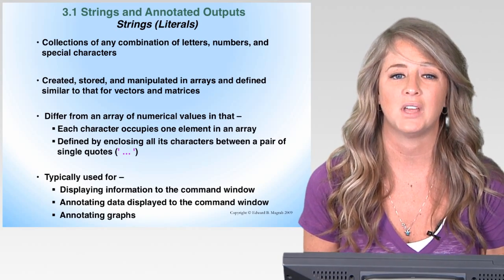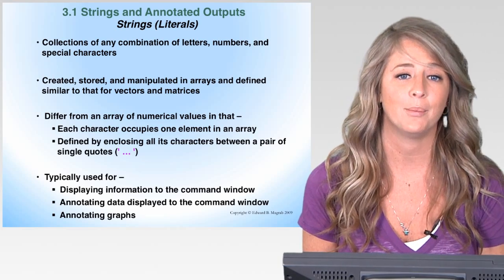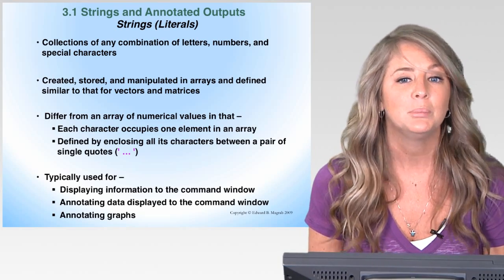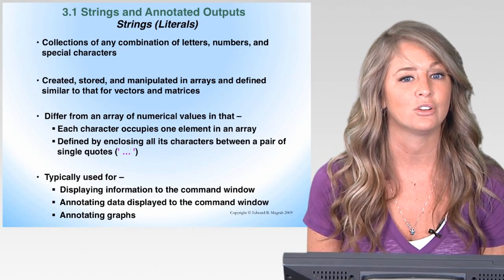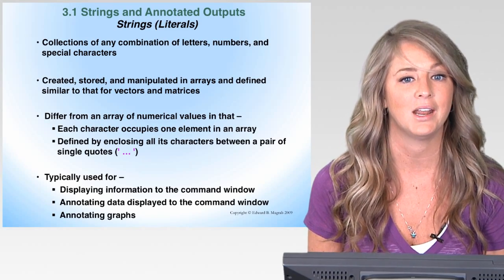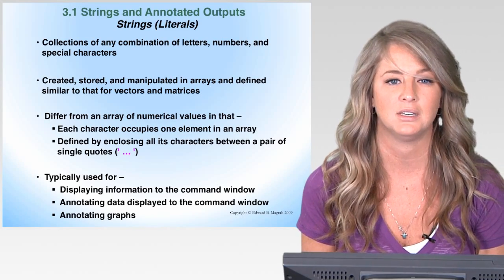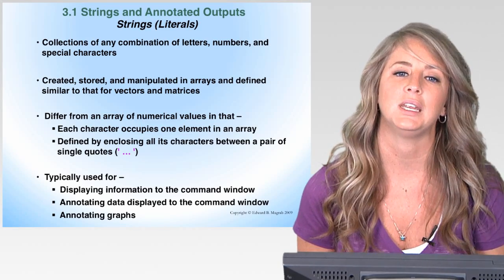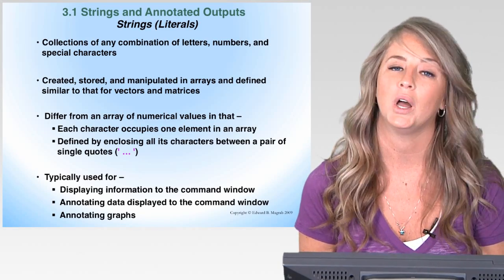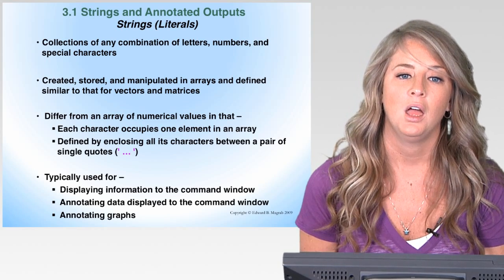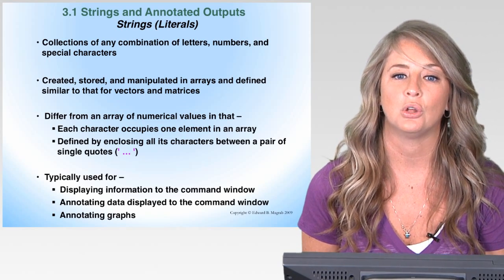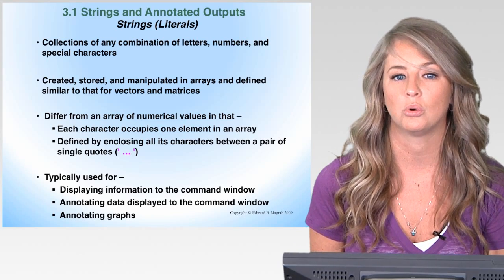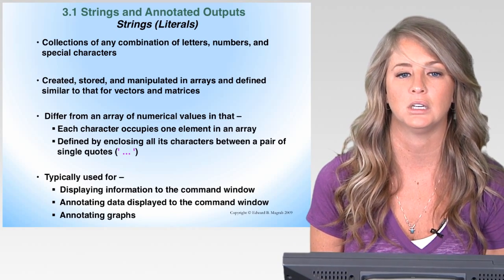Strings are collections of any combination of letters, numbers, and special characters. They can be created, stored, and manipulated in arrays and are defined similar to vectors and matrices. They differ from an array of numerical values in that each character occupies one element in an array. A string is defined by enclosing all of its characters between a pair of single quotation marks, as you see here.